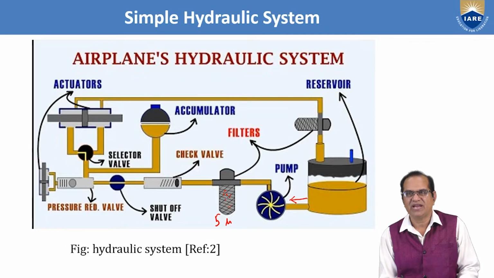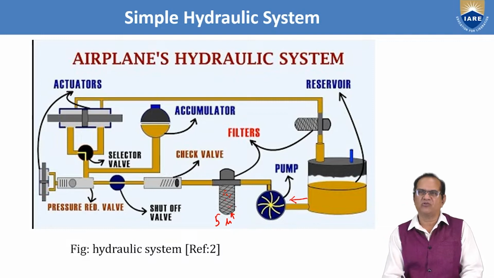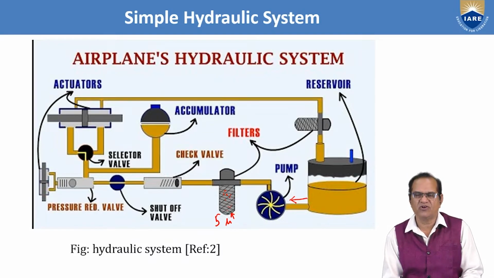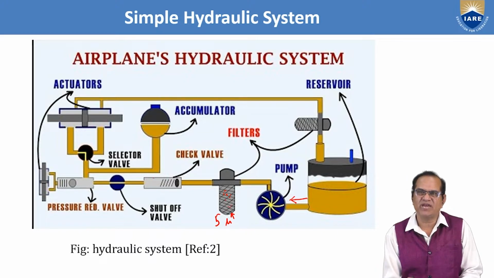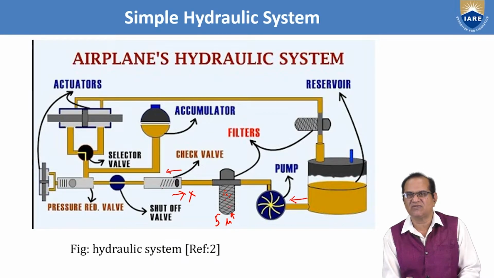And there is a mechanism we can remove by draining out from here. So all filtered items will be drained out. Before every flight we should drain out some fluid from here. Then it goes to a check valve. This check valve makes sure that fluid will go only one direction. It will not revert back like this. This is not permitted. Only one direction it will go.